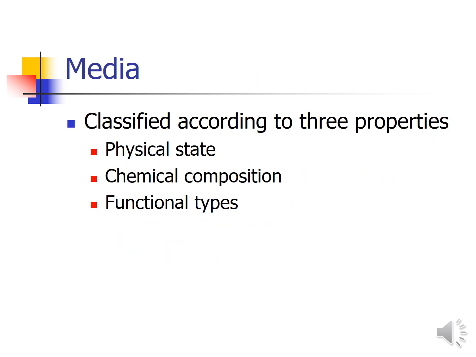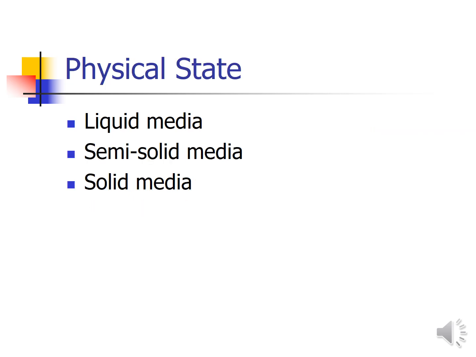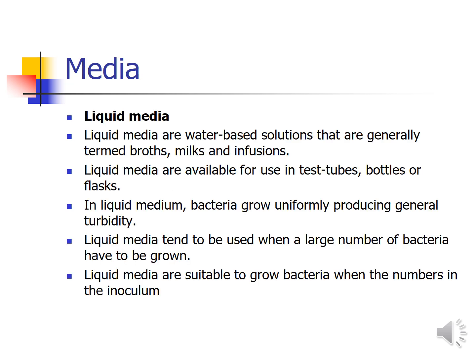So media can be classified based upon their properties. The first one is physical state, then chemical composition, and the functional type. Based upon the physical state, they may be classified into liquid, semi-solid, and solid media. So first we'll discuss liquid media. Liquid media are water-based solutions which are generally termed as broths, milks, and infusions. Liquid media are available for use in test tubes, bottles, or flasks.